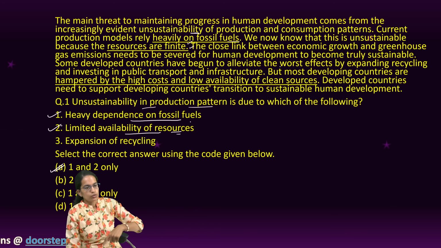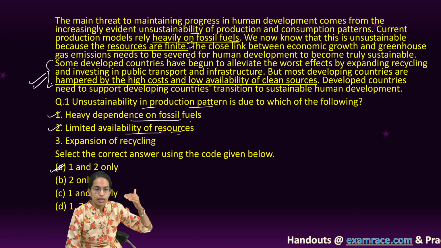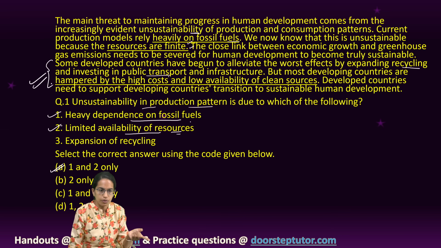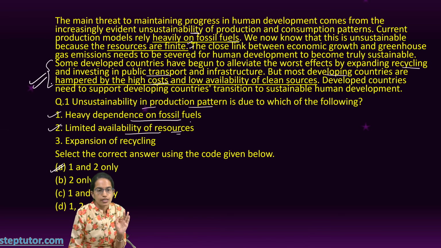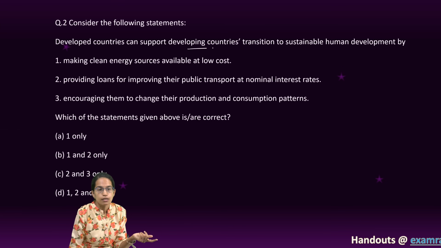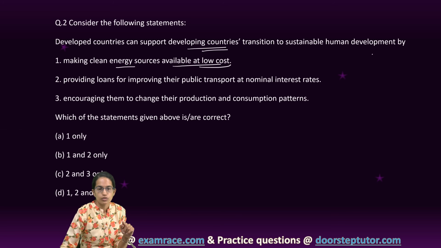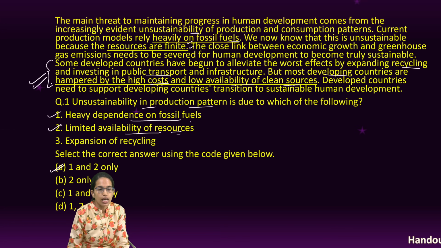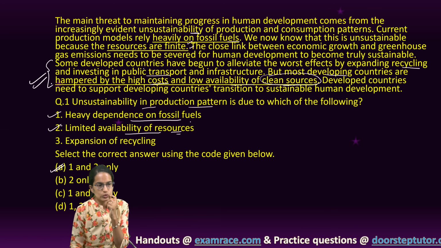Then there is another question for the same paragraph, and that says you have to go through these 3 lines here, which is important. Some developed countries have begun to alleviate the worst effects by either expanding the recycling or investing in public transport. However, what is important to note is in the developing countries, the main thing is hampered by the cost and low availability of clean resources. So the question says the developed countries can support the developing countries with what? They can support it by making clean energies available at low cost, because the only problem that the developing nations are facing is what? As we can see in the paragraph, it is high cost and low availability of clean resources. So both of these indicate only things related to clean resources.